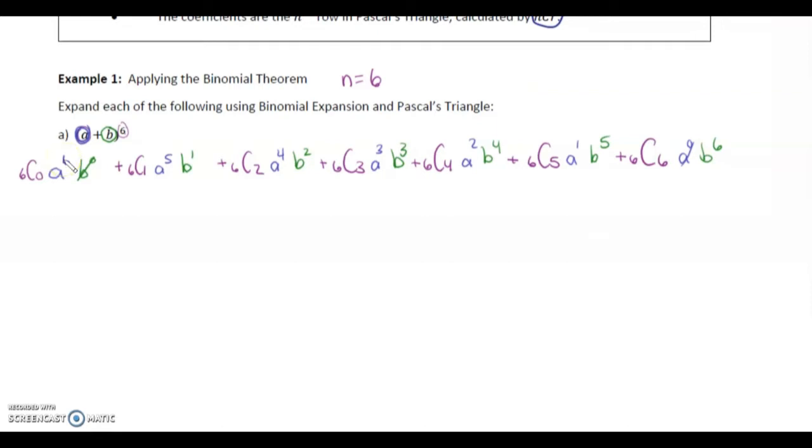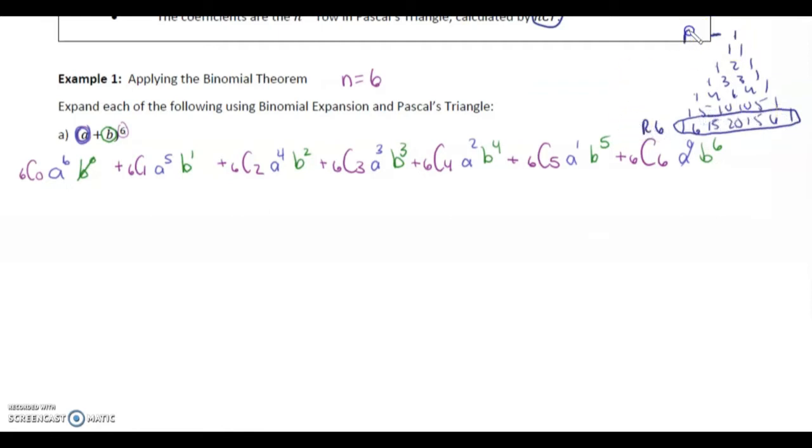So in regards to the choose functions, we can either put this into our calculators or we could reference Pascal's triangle. So 1, 1, 1, 1, 2, 1, 1, 3, 3, 1, 1, 4, 6, 4, 1, 1, 5, 10, 10, 5, 1, 1, 6, 15, 20, 15, 6, 1. Okay, this is going to be the 6th row in Pascal's triangle. So this is row 6.